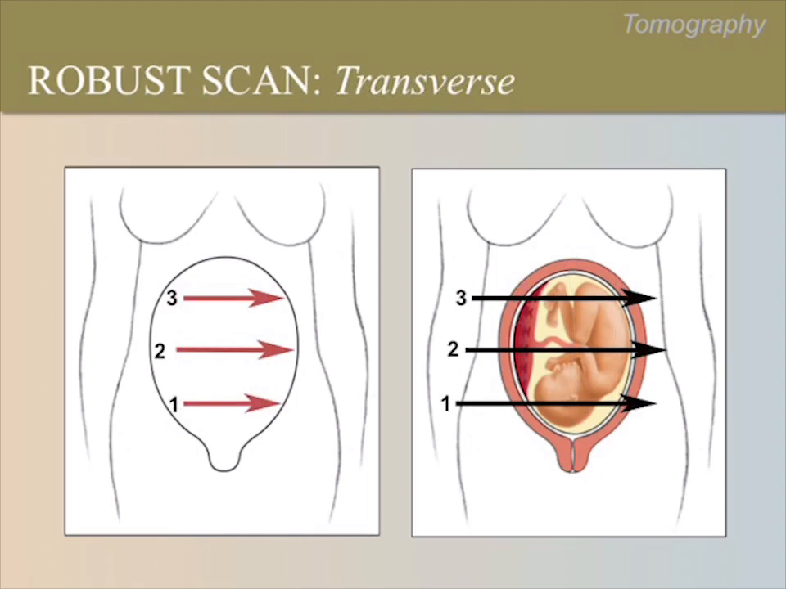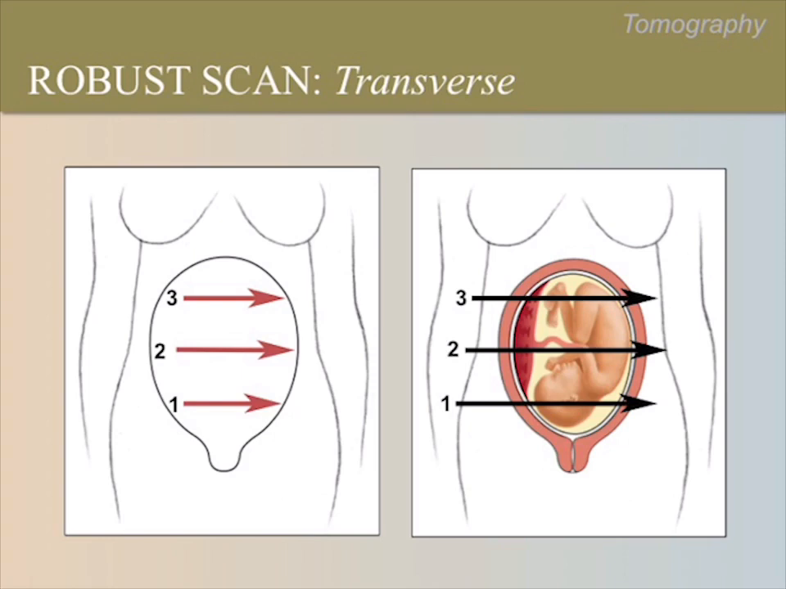Next, take 3 transverse scans, scanning from the maternal right to maternal left. The first is just above the symphysis in the lower abdomen, the second in the mid-abdomen, or mid-uterus, and the third across the upper portion of the uterus. This will be in the upper abdomen in the 3rd trimester of pregnancy.